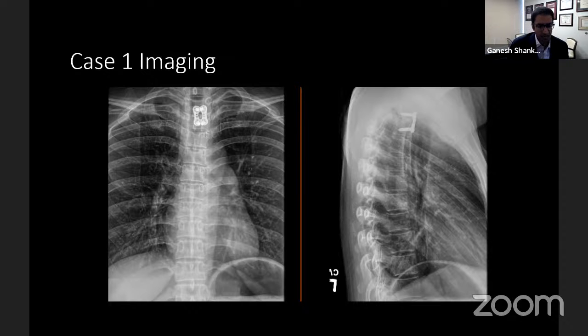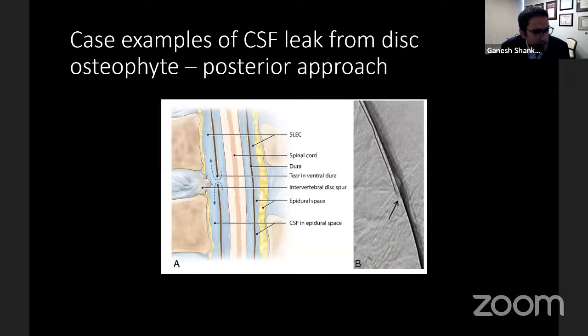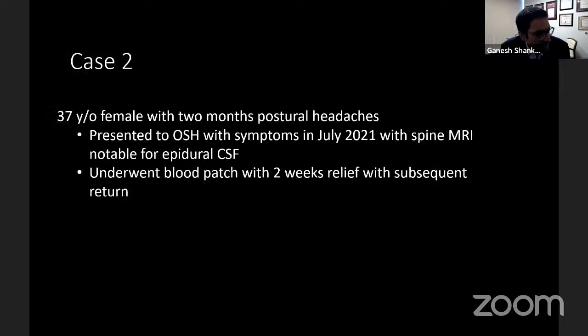And so to mitigate that risk, I decided from then on to really try to approach these from a posterior approach, even in the upper thoracic spine. And so I'd like to show a second case of a very similar type 1 leak, but occurring lower in the thoracic spine. This is a 37-year-old female with 2 months of postural headaches, presented in July 2021 with spine MRI notable for an epidural CSF collection.